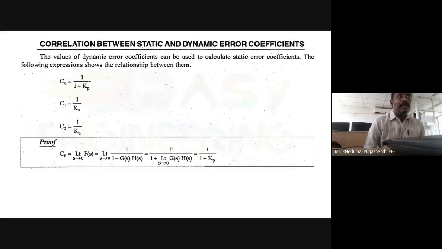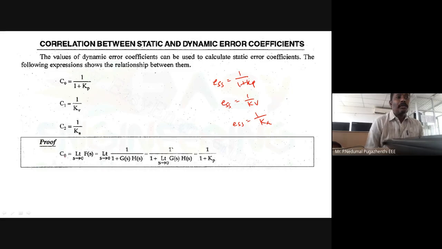What is the relation between static error and dynamic error coefficients? The correlation between the static and dynamic error coefficients. We already know that ESS is equal to 1 by 1 plus Kp for unit step input. If your input is unit step, then steady state error can be obtained using the position error constant Kp. In the same way, if it is ramp, you can write it as 1 by Kv. If it is parabolic, you can write it as 1 by Ka.